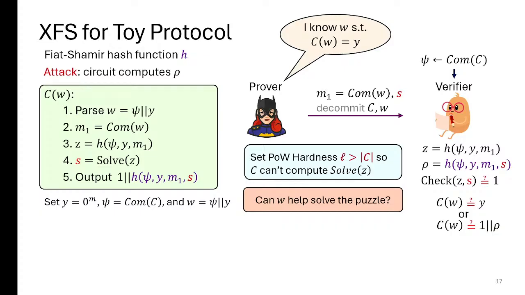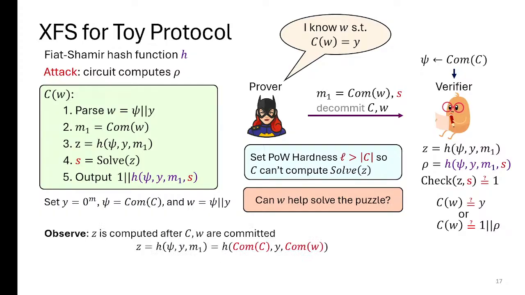But actually, this is a bit more subtle, because the circuit is not just a circuit, it also receives some input that's actually sort of chosen by the prover, right? This W is chosen by the prover. So the question is, can there be some W that helps solve this puzzle faster? And this is where we use the preprocessing.